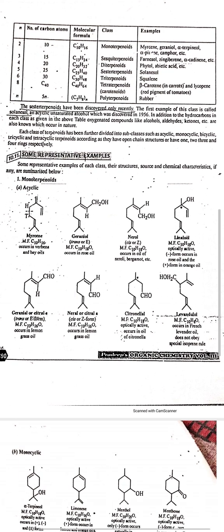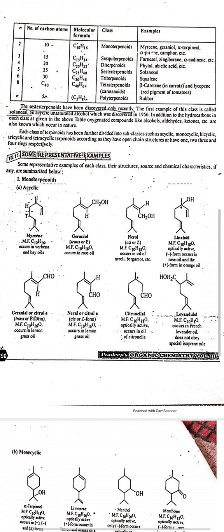The first example of this class is called geranylfarnesol, an acyclic unsaturated alcohol, which was discovered in 1956. In addition to hydrocarbons in each class, oxygenated compounds like alcohols, aldehydes, ketones, etc., are also known, which occur in nature. Each class of terpenoids has been further divided into subclasses such as acyclic, monocyclic, bicyclic, tricyclic and tetracyclic terpenoids, according as they have open chain structure or have 1, 2, 3 or 4 rings respectively.